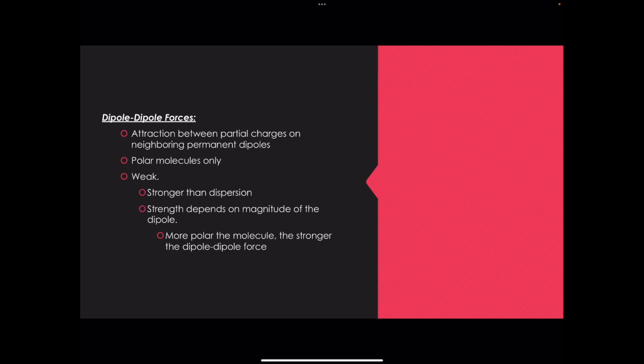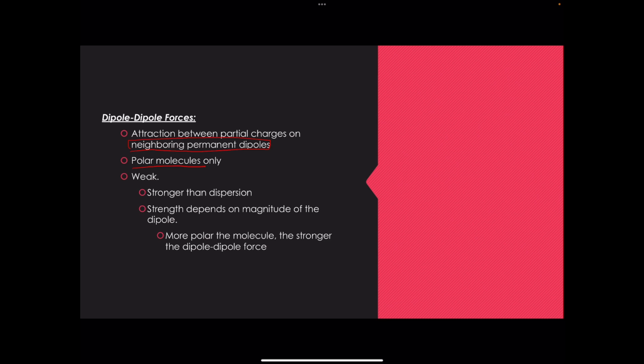Our next force, the dipole-dipole force. This force is going to be the attraction between partial charges on neighboring permanent dipoles. So this is our difference here. Dispersion are temporary. Dipole-dipole are permanent dipoles. So if we think about what contains permanent dipoles, those are going to be polar molecules. So our dipole-dipole forces are found only in polar molecules.